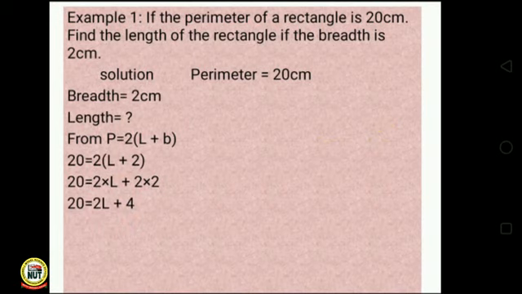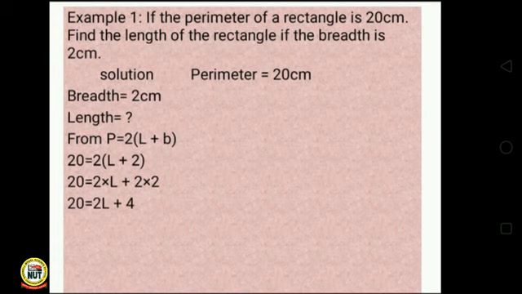20 is equal to 2 times L, you have 2L. 2 multiplied by L is what? 2L. Plus 2 times 2, we have 4. 2 times 2 is 4. So therefore, we have 20 is equal to 2L plus 4.